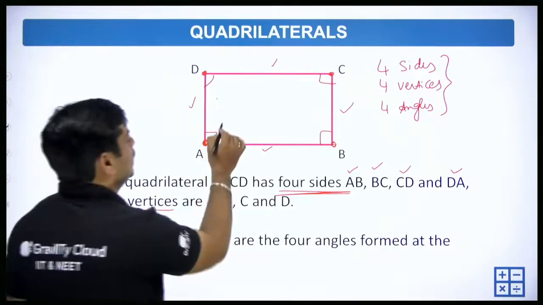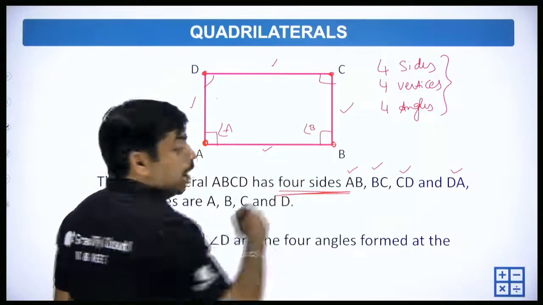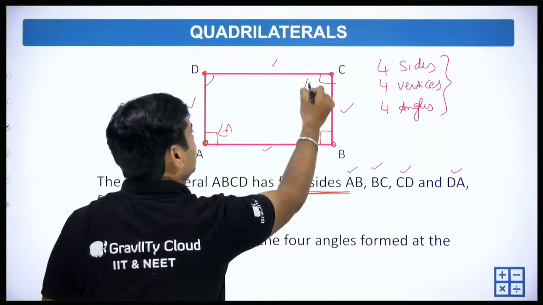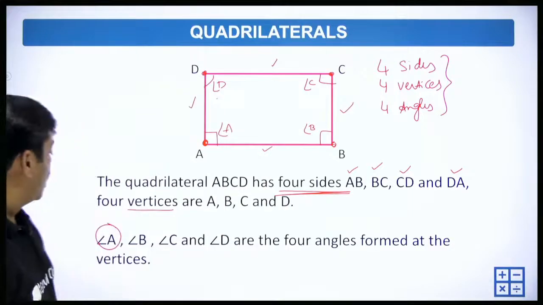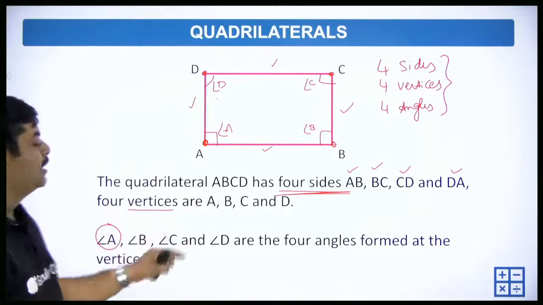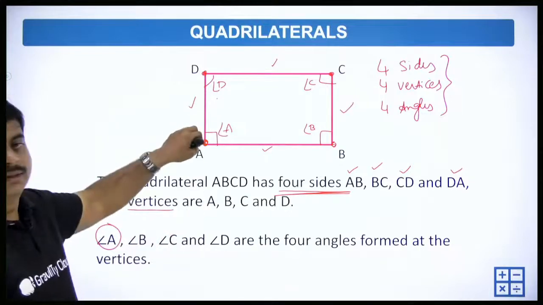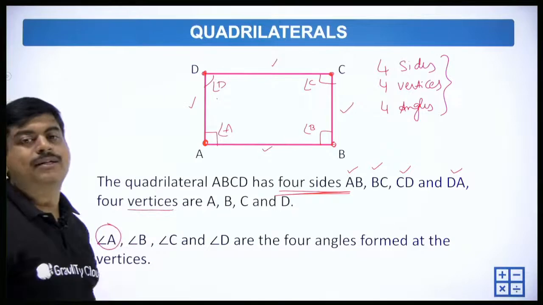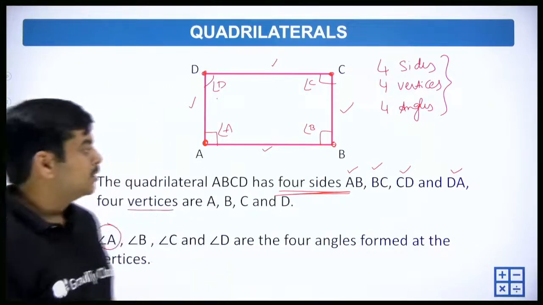This is how we represent an angle. This is angle A, and the measurement here is angle B. How to measure and write the angles, we will learn later. Angle A, angle B, angle C and angle D are the four angles formed at the vertices. So we have four vertices, four sides, and four angles, and that type of structure we say is a quadrilateral.